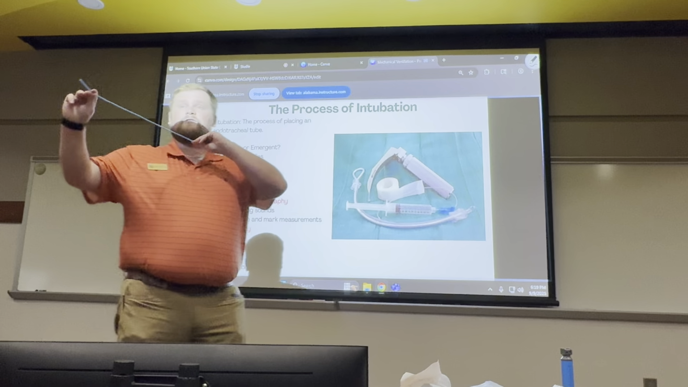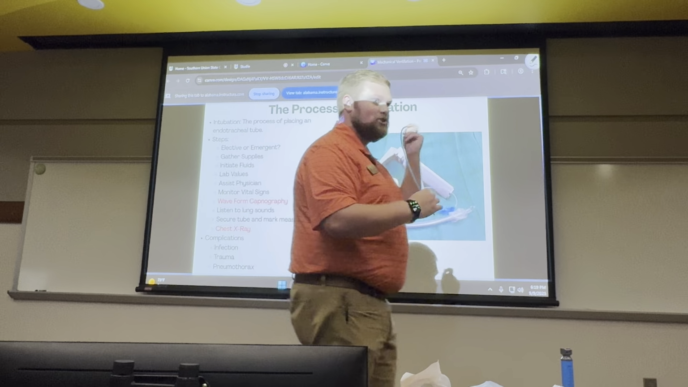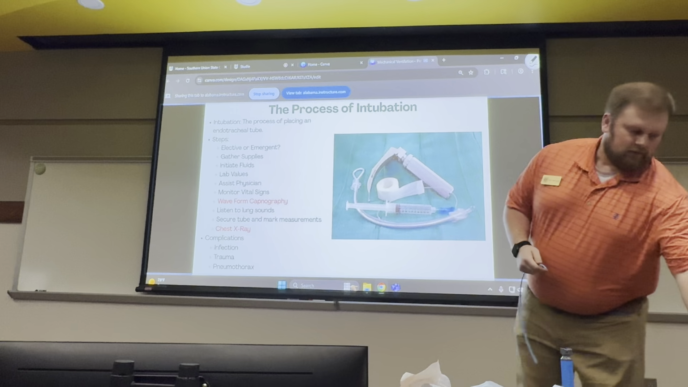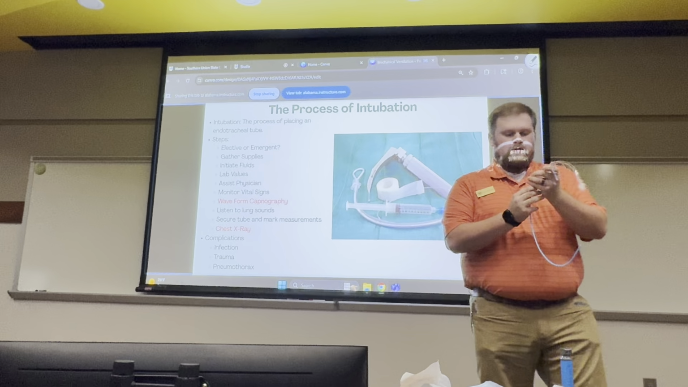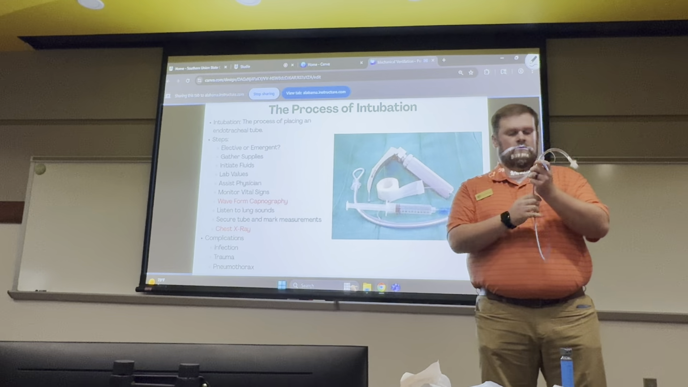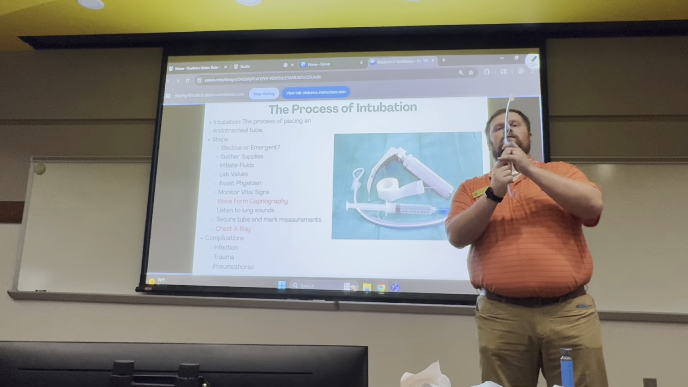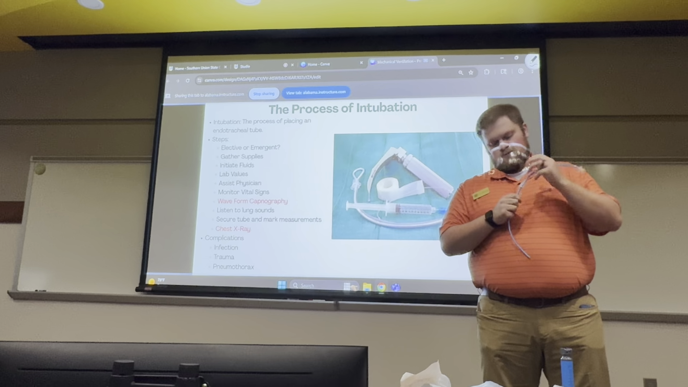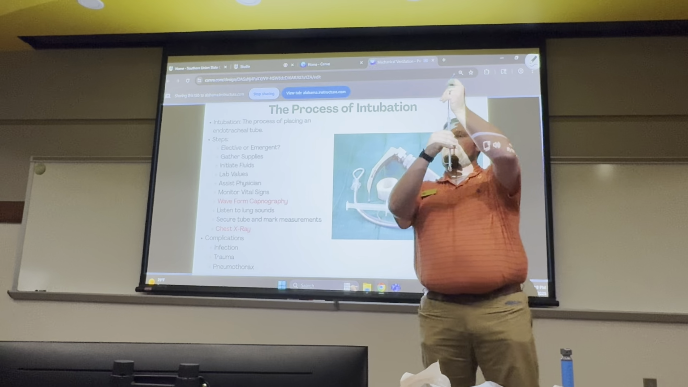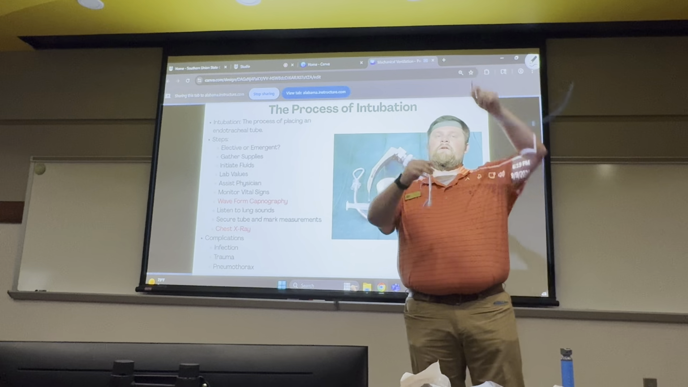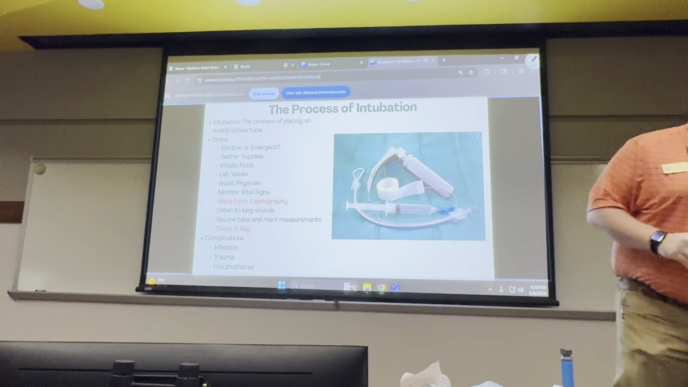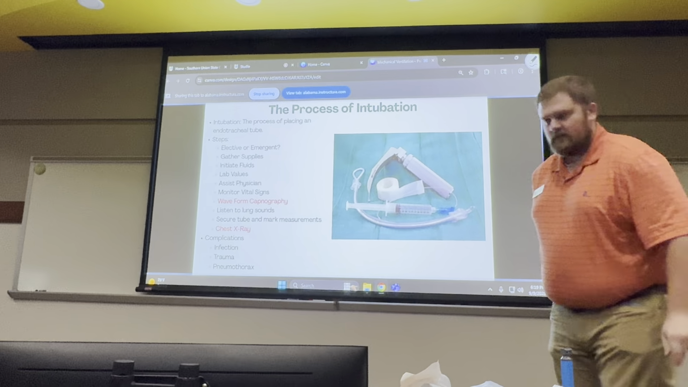There's no hole or anything on this, so this is not an airway. This is just to get access to that airway. Once I get access to that airway and I visualize it with something like the video laryngoscope where I can see everything, I can slide this endotracheal tube down, slide it in, take the bougie out, and it's in place. So it makes it a little bit easier for some of those more difficult intubations.